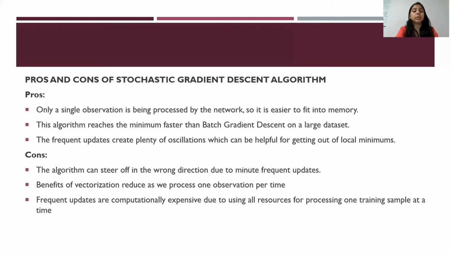Some disadvantages of this method are the algorithm can go in the wrong direction due to minute frequent updates because it updates after every observation. So there may be some false updates in between, and the algorithm can go in the wrong direction because of those minute updates. The benefits of vectorization reduce as we process one observation at a time. Frequent updates are computationally expensive due to using all resources for processing one training sample at a time. So these are some of the cons of the stochastic gradient.